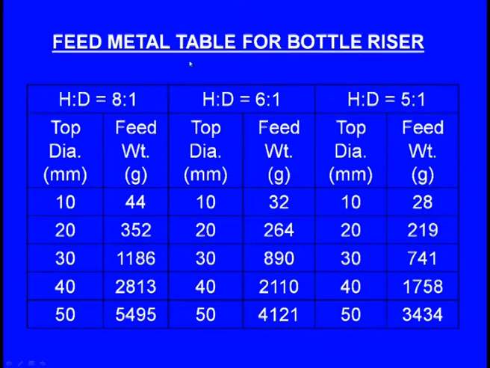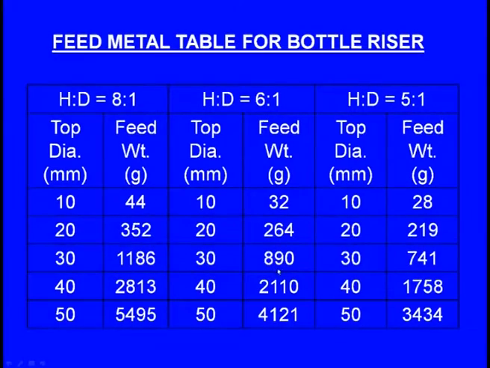Now, H by D ratio is 6:1. If that be the case, when the top diameter is 10 mm, the feed weight is 32 grams. When the top diameter is 20 mm, it is 264 grams. When 30 mm, it is 890 grams. When 40 mm, it is 2110 grams. When 50 mm, the feed weight is 4121 grams. So, these are the cases when H by D ratio is equal to 6:1.